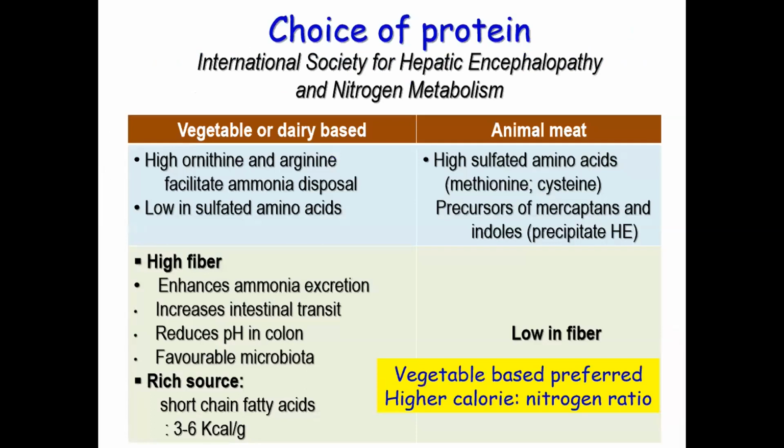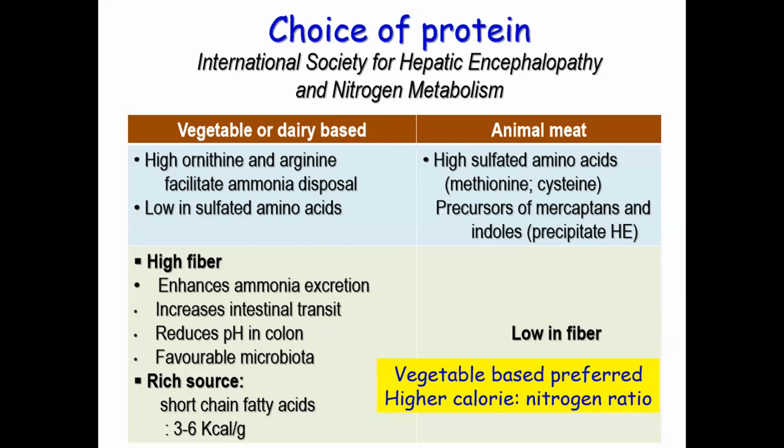Now, what is the choice of protein? There is a lot of controversy on this as well. But overall, people agree that vegetable or dairy-based proteins are the safest proteins because they facilitate ammonia disposal and they're very low in sulfated amino acids. Animal proteins, that is meat, contain a lot of sulfated amino acids, and these are precursors of mercaptans and indoles that again precipitate encephalopathy.